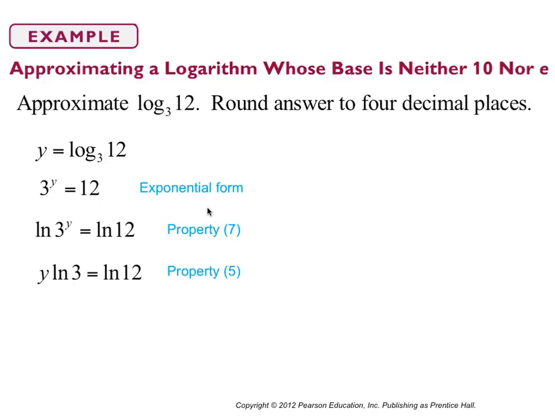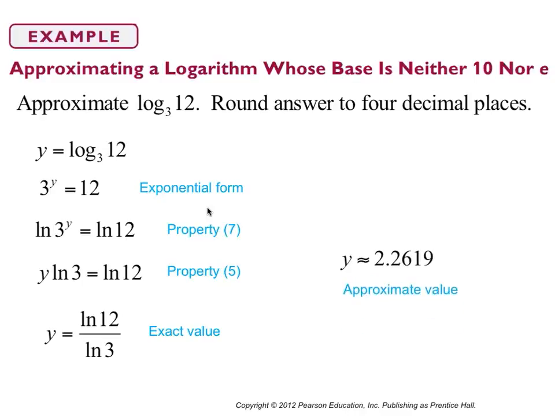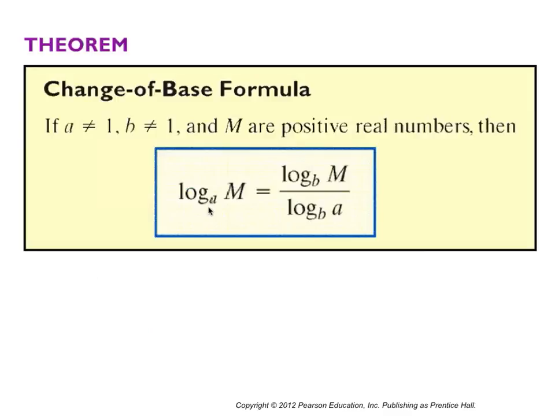Bring our exponents out front, so we have y times ln 3 is equal to ln of 12, and then we divide both sides by ln 3. So our exact value would be y equals ln 12 over ln 3, and the approximate value would be 2.2619.